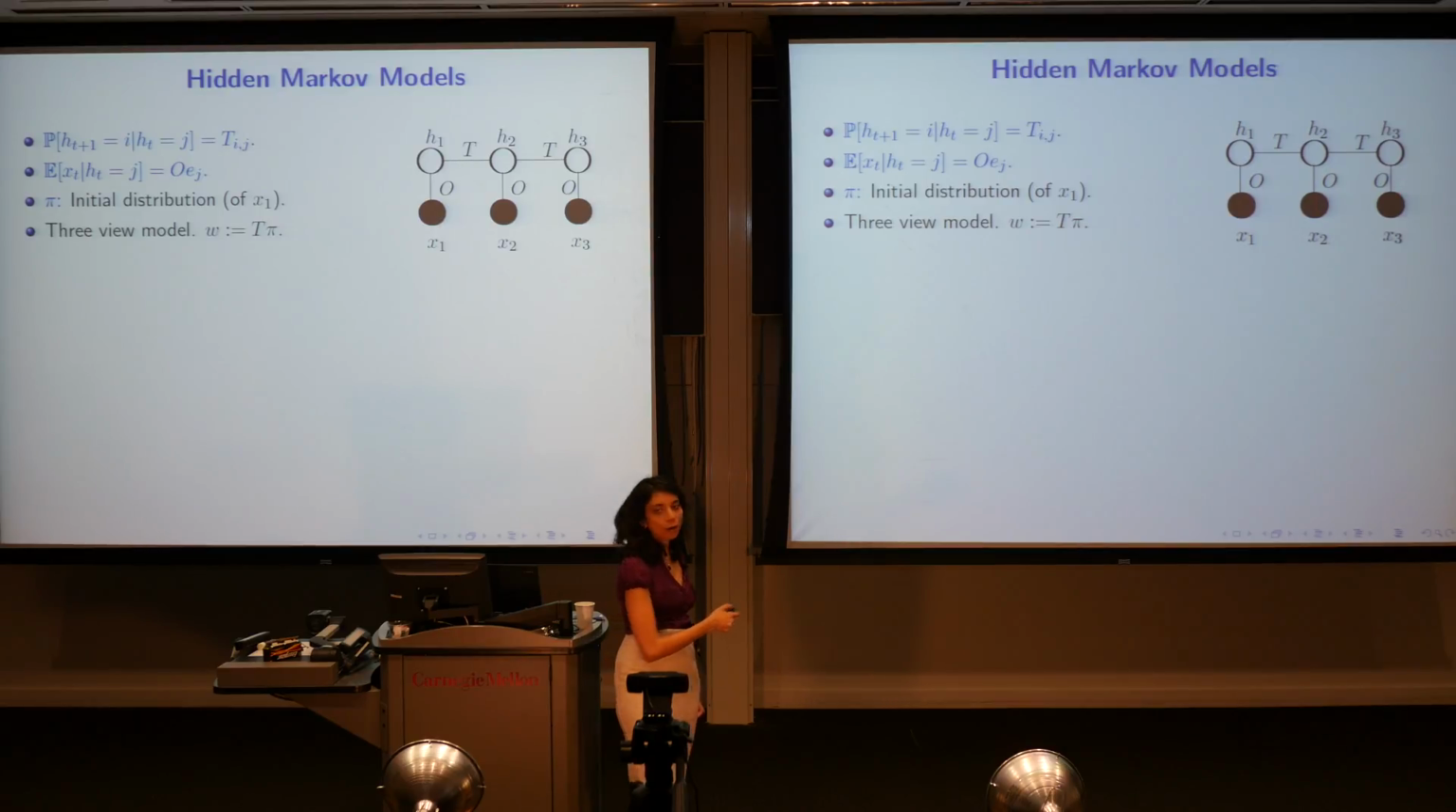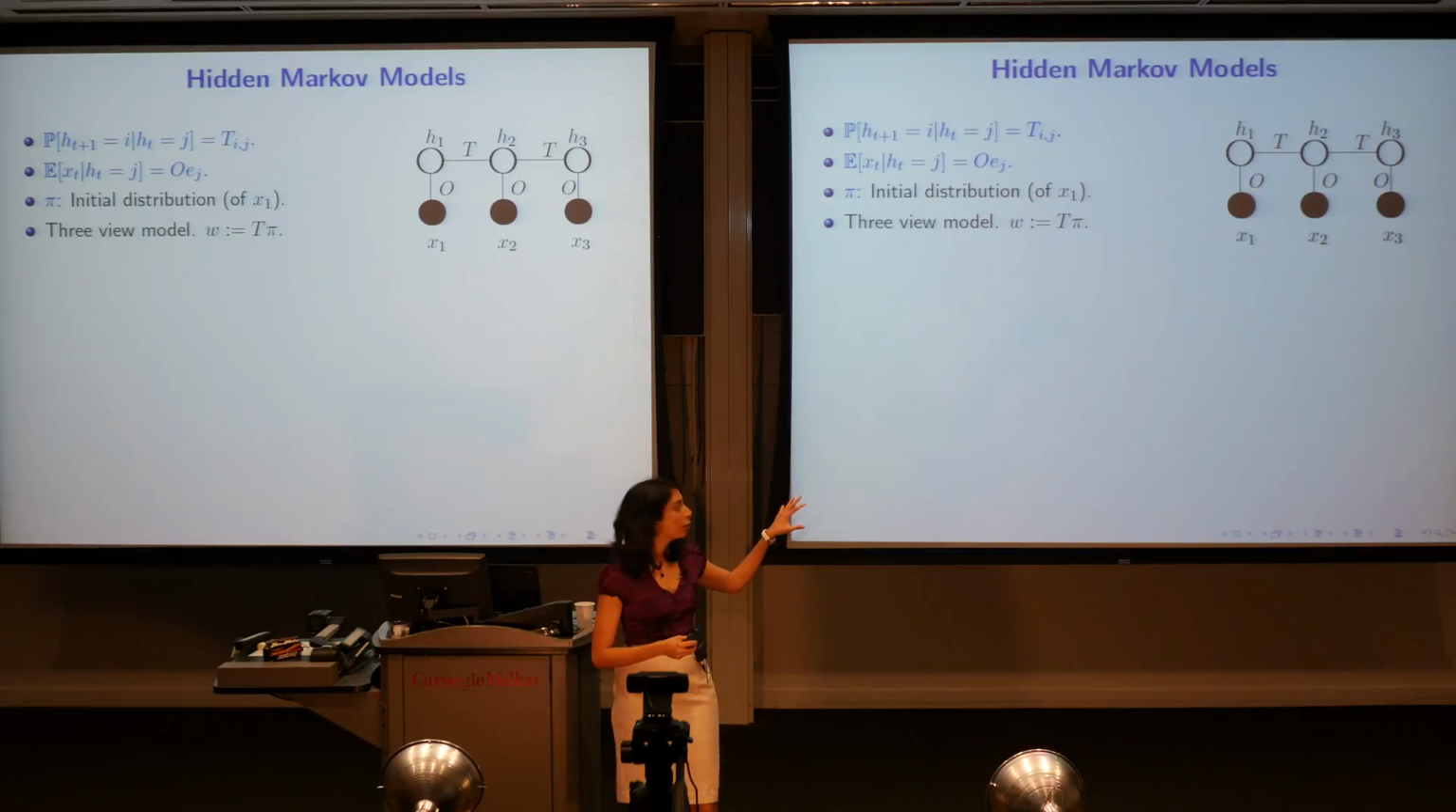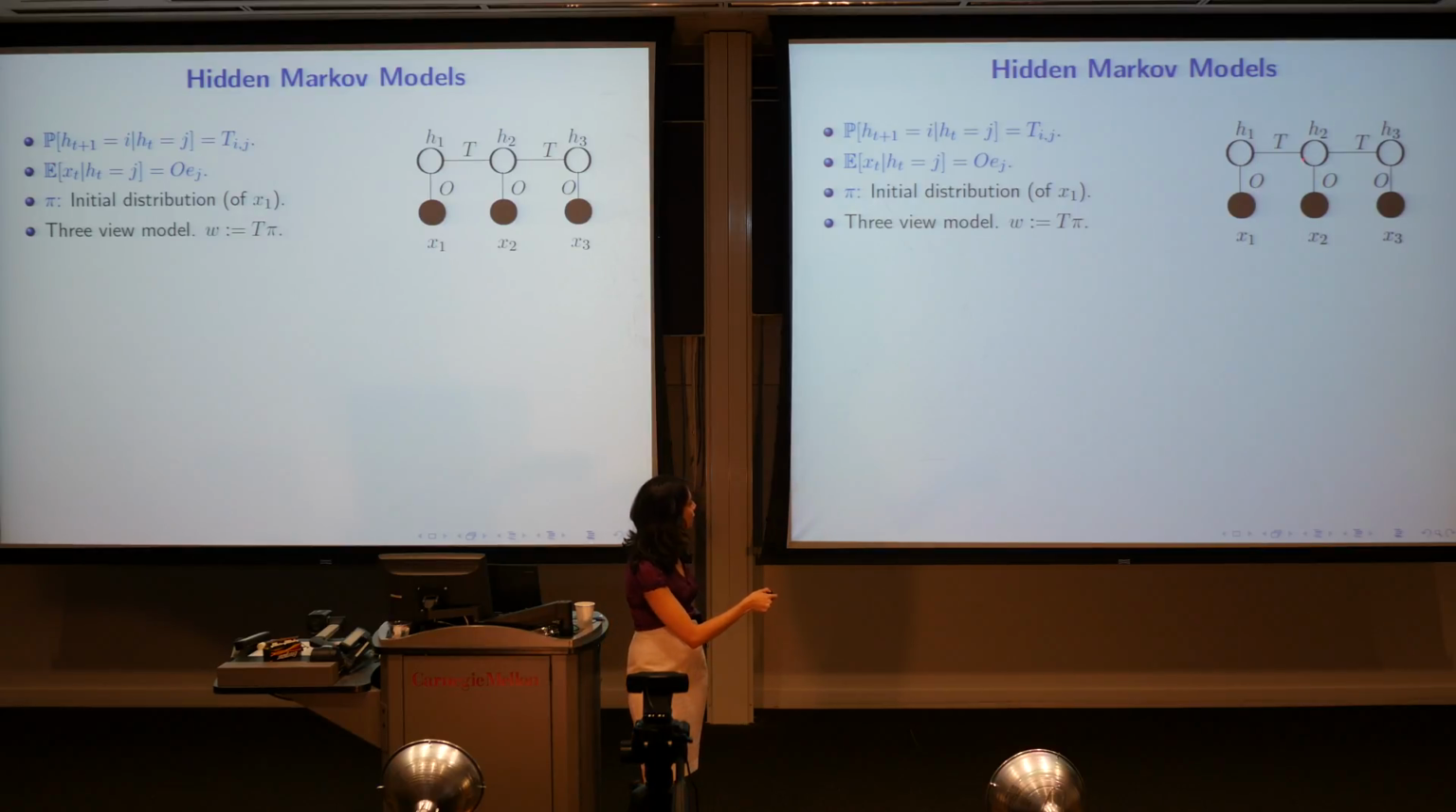So how do I reduce this to the tensor method? I can think of it as a 3-view model. If I think of this as my hidden variable of interest, the other hidden variables just collapse. So there is an equivalent way to go from this hidden variable to this observed variable here, and similarly from this hidden variable to this observed variable x3 here.